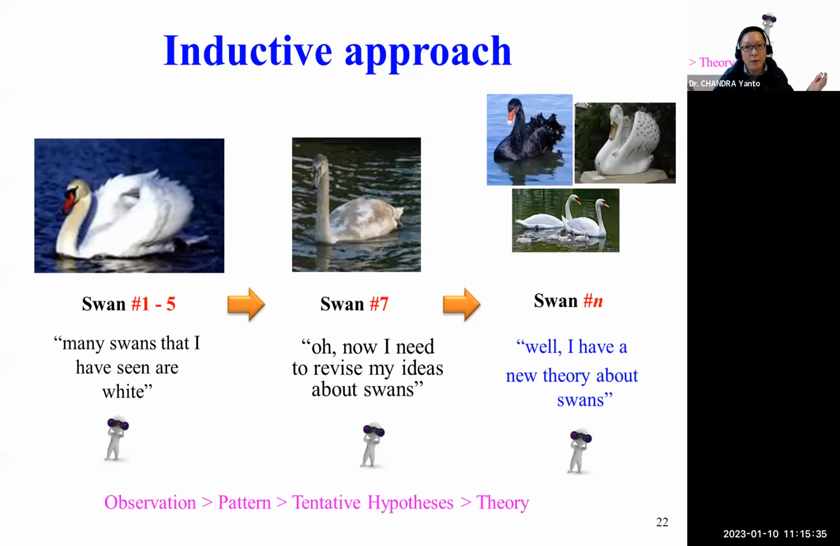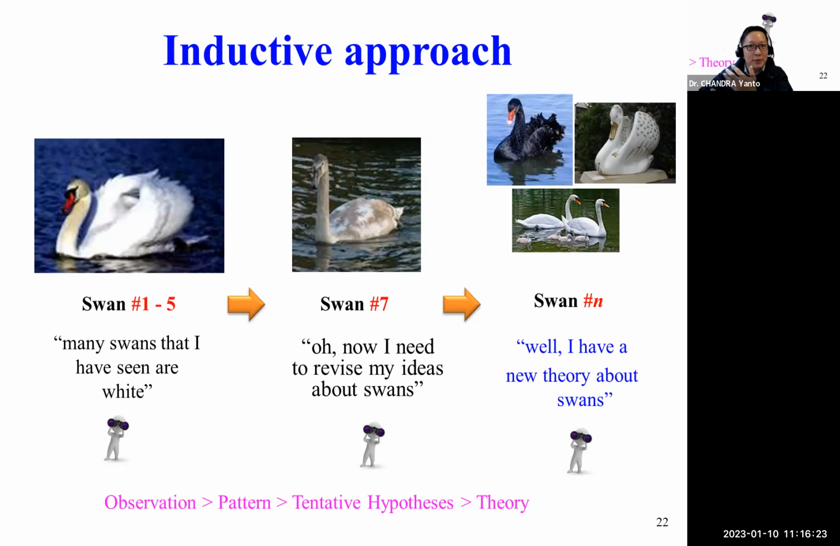So for example, you're trying to create a theory about swans, right? Then you will go and observe swans. You're interested in some features of swans. You walk around to different places, and you have observed 5 swans. Swan number 1 to swan number 5 have white colors. You start to have this tentative theory that swans are white, because based on your observations of these first 5 swans, they're all white. Then you walk around and you find the 7th swan that has a gray color. You start to revise: hey, not all swans are white. I need to revise my explanation here.